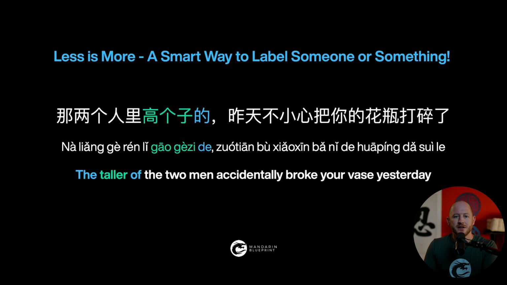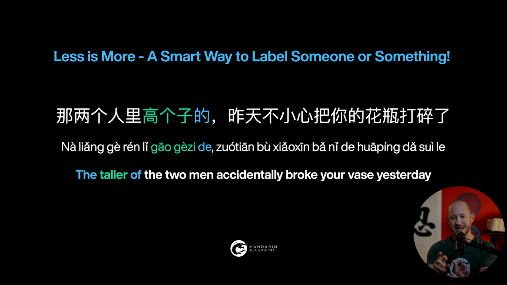How about this? 那2个人里高个子的昨天不小心把你的花瓶打碎了. I love this because what you're doing is you're looking over there and you're saying 那2个人里. So amongst those two, 高个子的, the tall one, was the one who yesterday broke your flower pot, your flower vase, right? And I like how you can do this in Chinese. You can kind of establish a set of things that you're talking about.